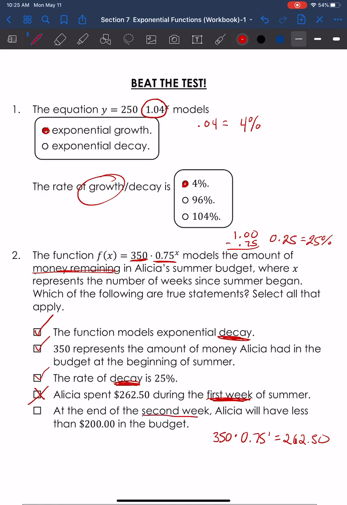At the end of the second week, this time it's 350 times 0.75 to the second power. 0.75 squared comes out to 0.5625. Multiply that by 350, and that's going to come out to $196.88 when you round it up. That is less than $200, so she will have less than $200 left in her budget at the end of the second week.